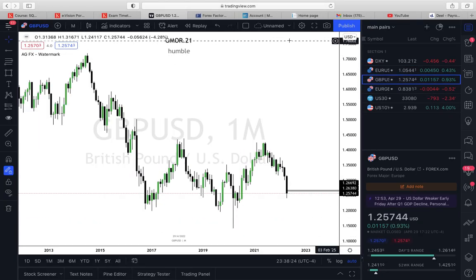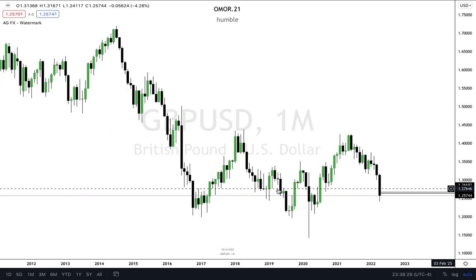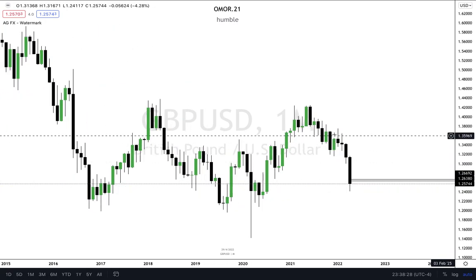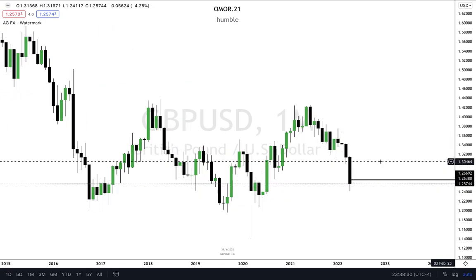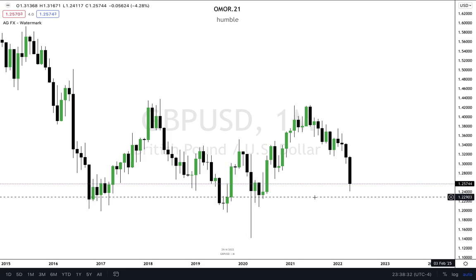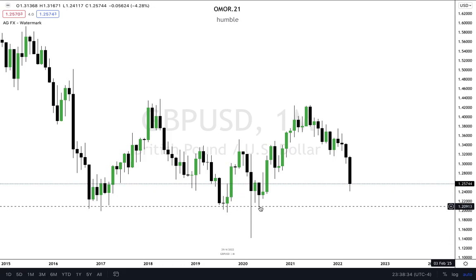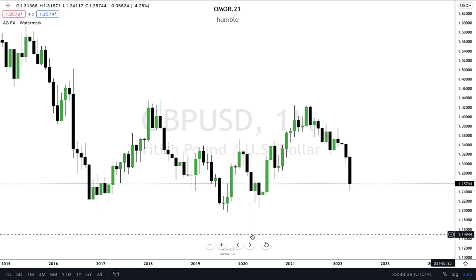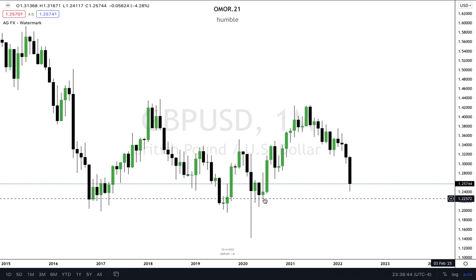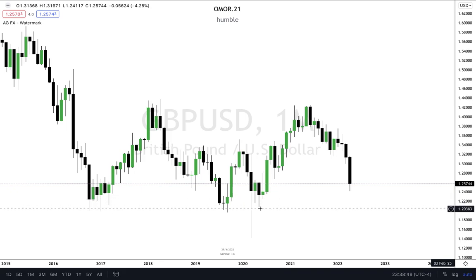for the pound. Again, we're trading lower. I want to see this low get attacked. This low, we're not going to get there anytime soon, in my opinion. I want to see this candle's low get attacked, making its way to this candle's low. This is the low of the range.